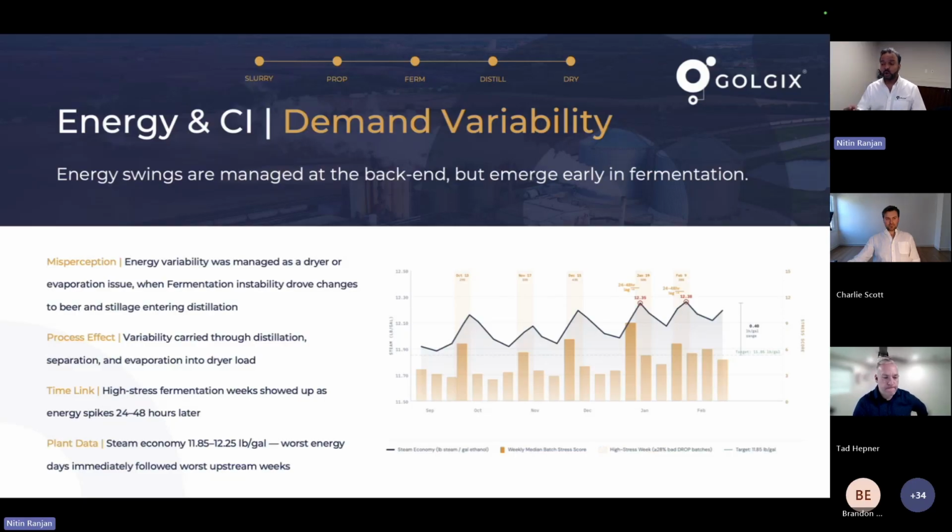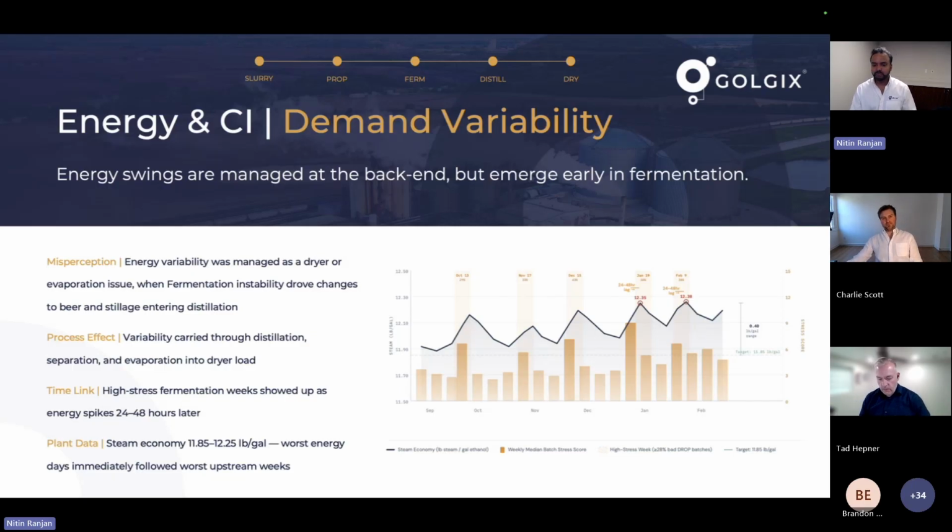And that is almost a 0.4 pounds per gallon steam spread, which was not random, right? It was led by stressed batches coming into the beer well. And part of it is feed quality flowing downstream through stillage composition, evaporator behavior, and dryer load. And none of this would be surprising news for any serious plant operator, right? They all know this is what happens.